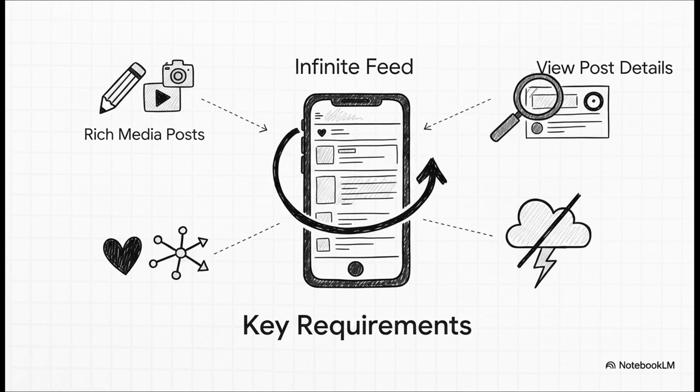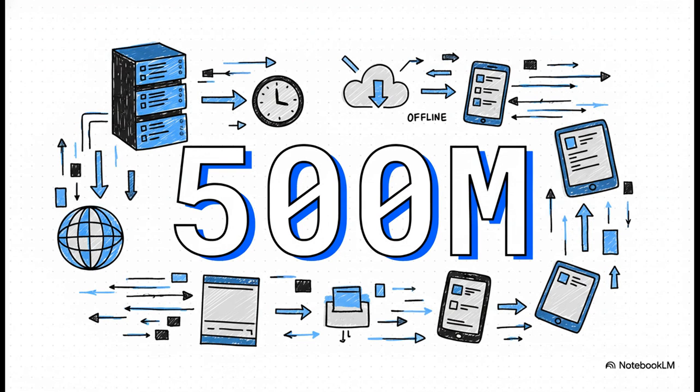So, let's lay out the essentials. For our app, the absolute must-haves are an infinite scrolling feed, obviously, the ability to create posts with all the good stuff, text, pictures, videos. You've got to be able to like and share things, of course. Tapping a post needs to open up more details. And here's the big one. It has to work offline. You're in a subway, you lose signal. The app can't just die. That's a deal breaker.